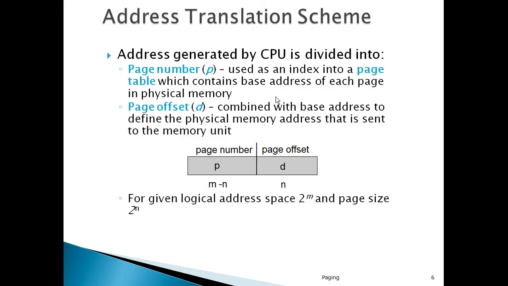Now we will see how logical addresses are converted into physical addresses. The CPU generates the logical addresses, which have 2 parts, the page number and the page offset. The address is divided into 2 parts. First is the page number, which is used as the index into the page table, which contains the base address of each page in the physical memory. The page offset is combined with the base address to define the physical memory address that is sent to the memory unit. And this is the structure: first is page number, second is page offset.